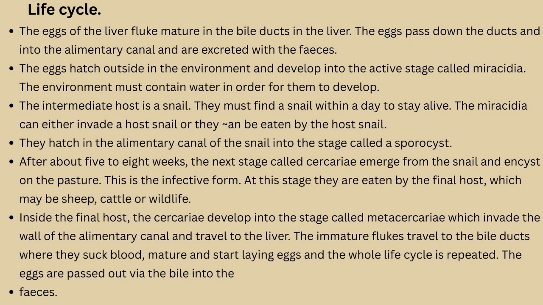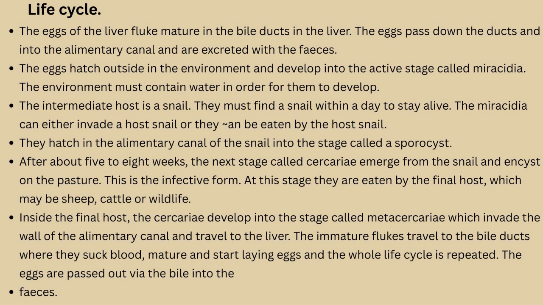The miracidia can either invade a host snail or be eaten by the host snail. They develop in the snail into the stage called a sporocyst. After about 5 to 8 weeks, the next stage, called cercariae, emerge from the snail and encyst on the pasture. This is the infective form.